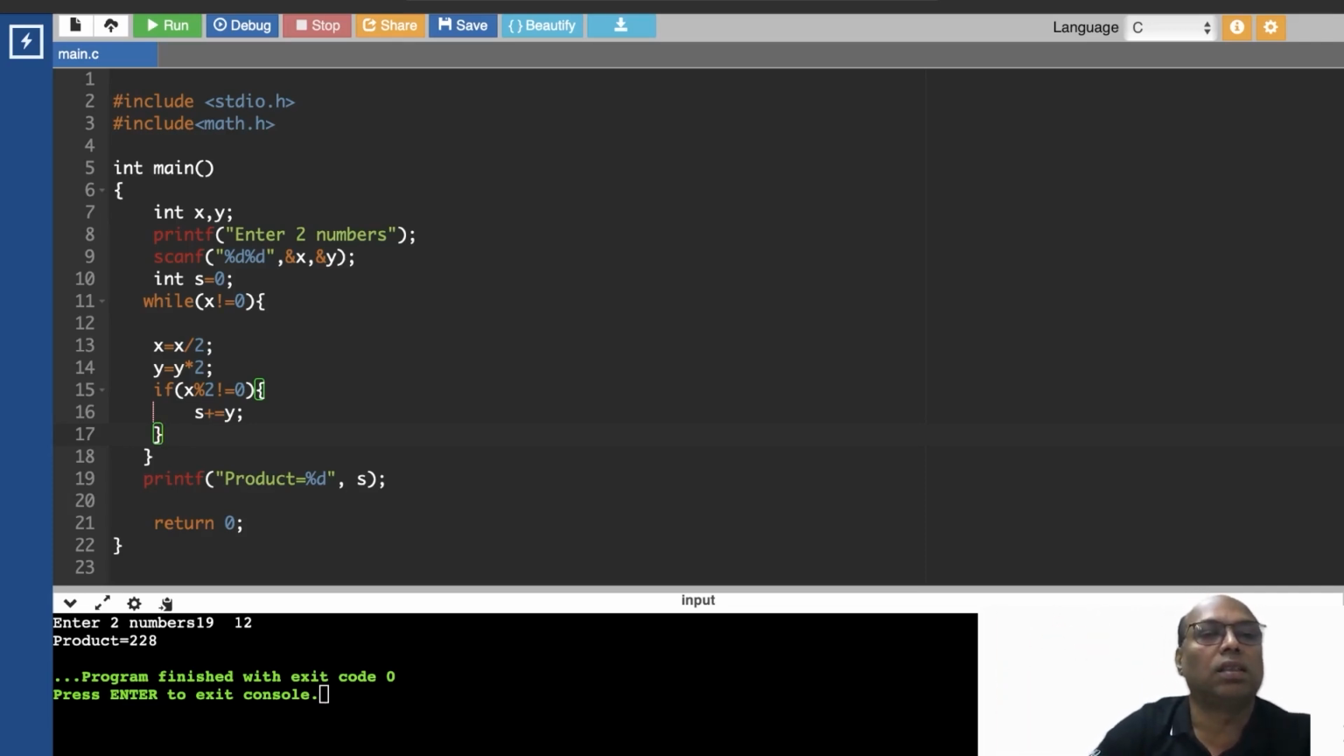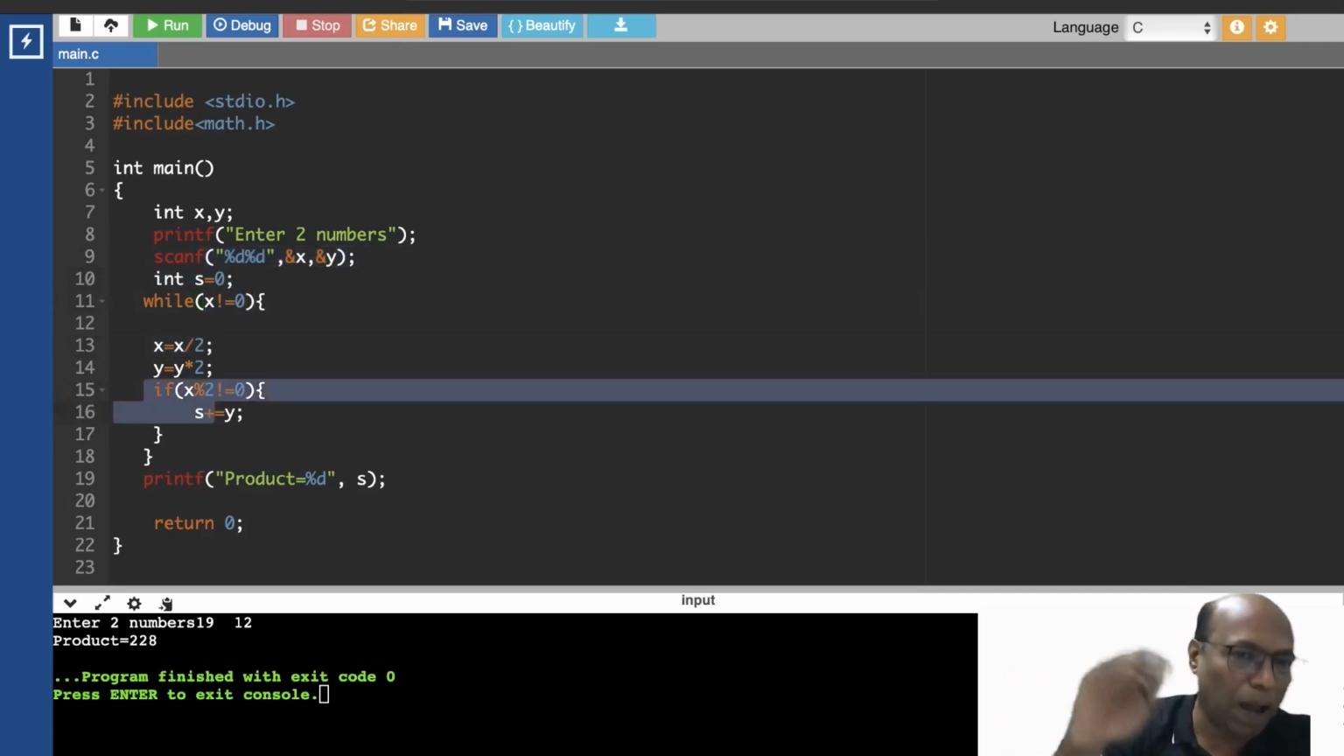Initialization, condition, updation, and then statement. Therefore, what has happened? If I enter 19 and 10, it will not give me 190. It will give you 180. Why will it give you 180?